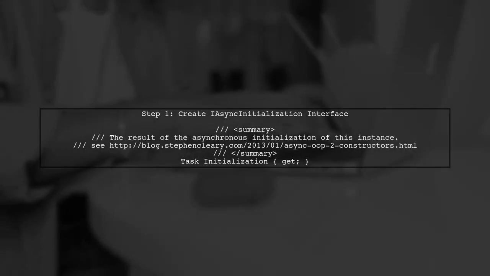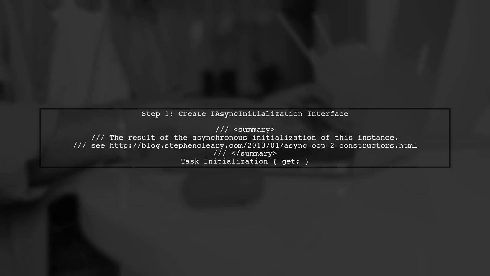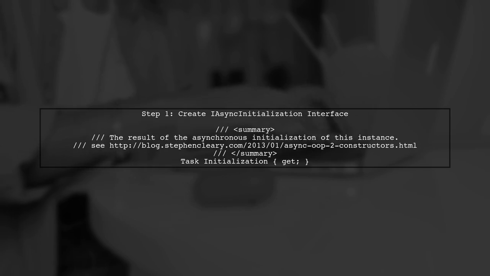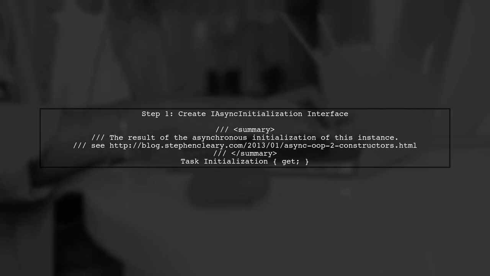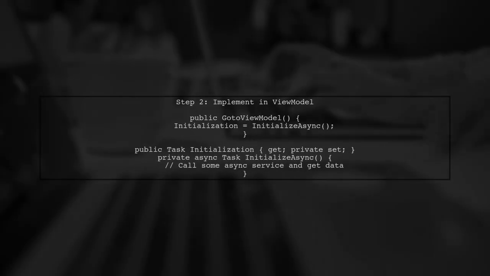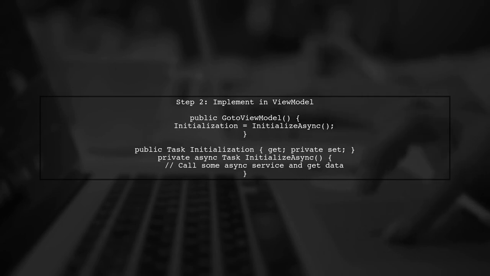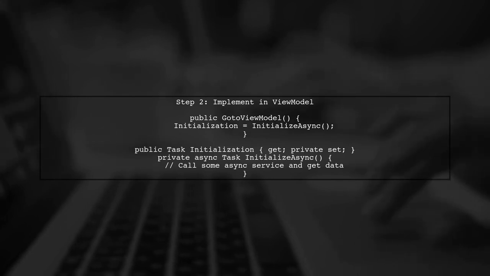Now let's continue on. To call an asynchronous method from a ViewModel constructor in Xamarin.Forms, we need to implement a safe pattern. First, we will create an interface called IAsyncInitialization. Next, we will implement this interface in our ViewModel. In the constructor, we will call an asynchronous method to initialize our ViewModel.